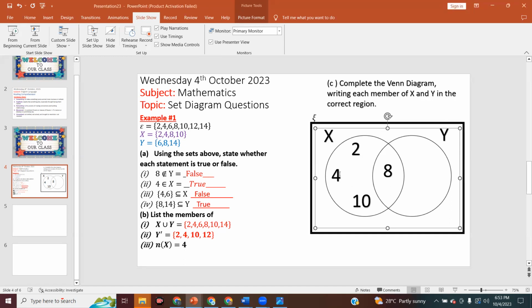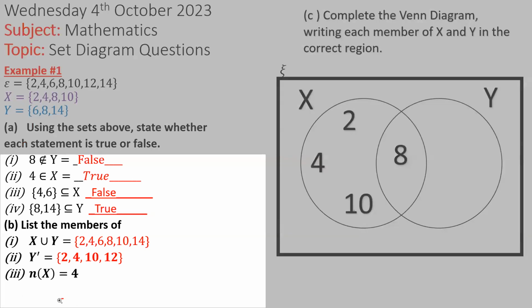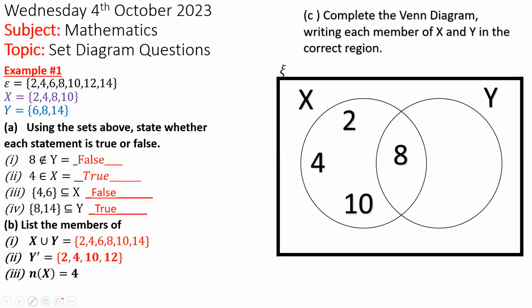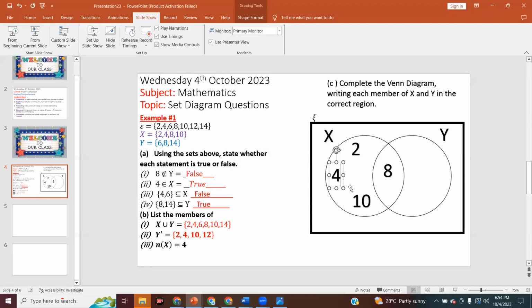Thank you. All right, now the next one is Y. So what elements are a part of Y? 6 and 14. We already have 8, so 8 is a part of the intersection. So 6, gotta put 6 there. And 14 goes there.